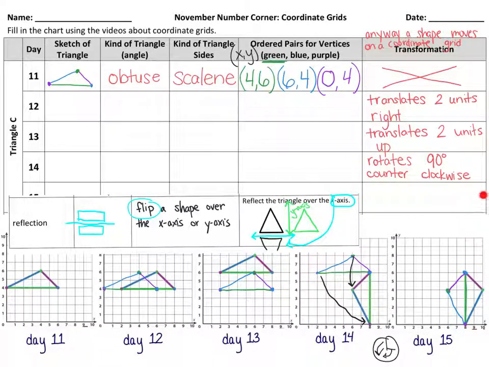So in this box, we're going to write reflects over the, and we're going to decide, it reflects over the green line, which is that the x-axis or a y-axis? It is the y-axis, because it goes up and down.